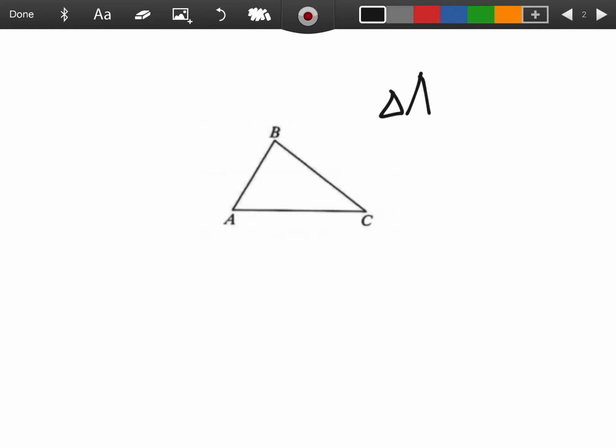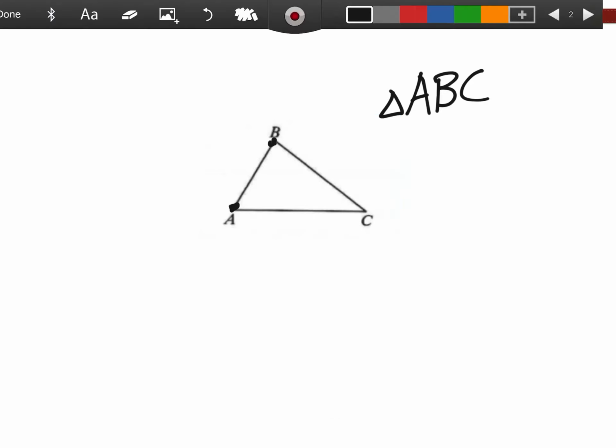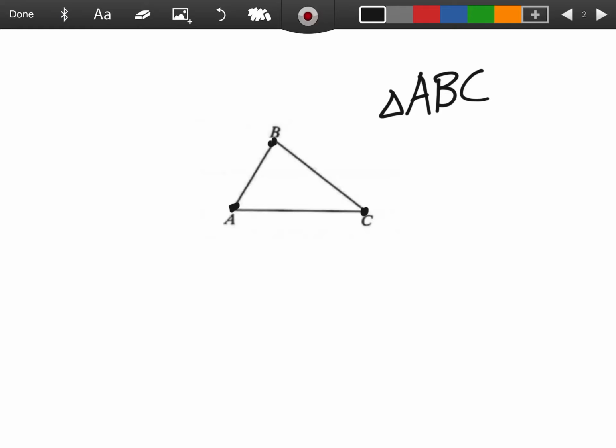So in geometry, we denote triangles. We could call this triangle ABC just by using this little triangle symbol in front of it, followed by the three letters A, B, and C. So this here, triangle ABC, where A, B, and C are known as the vertices of the triangle. Where the sides meet, those are each vertices. Singular is vertex. Multiple is vertices.